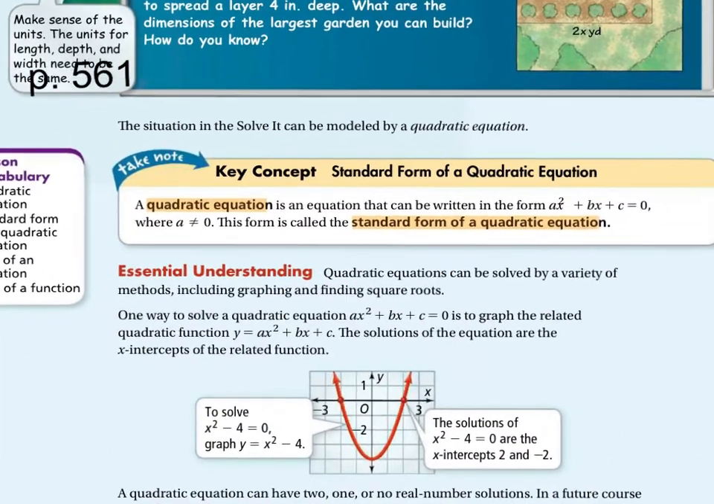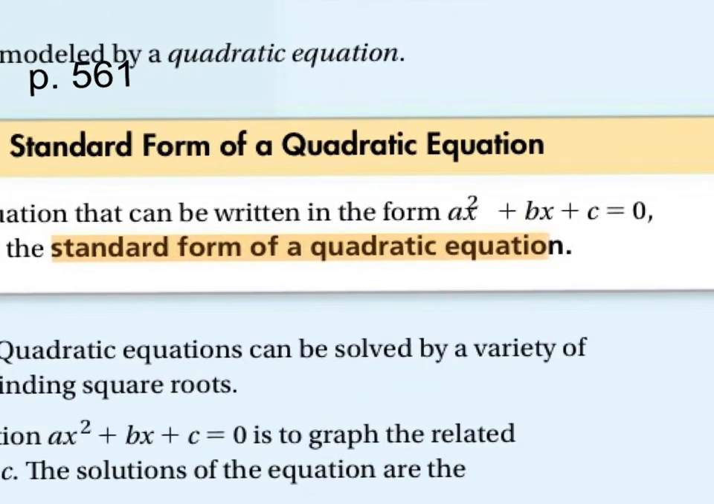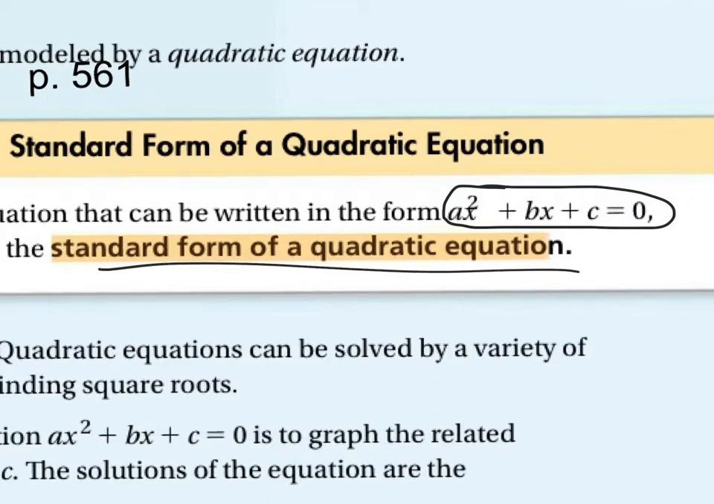Quadratic equation, once again. We talked about a quadratic function previously. This is a quadratic equation. A quadratic equation can be written in this form. Before we had y equals ax squared plus bx plus c. Here we have ax squared plus bx plus c equals 0. And that's called the standard form of a quadratic equation.